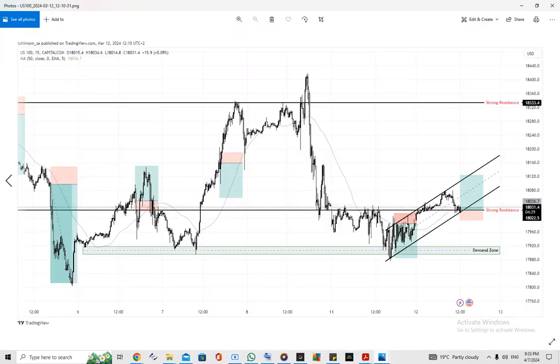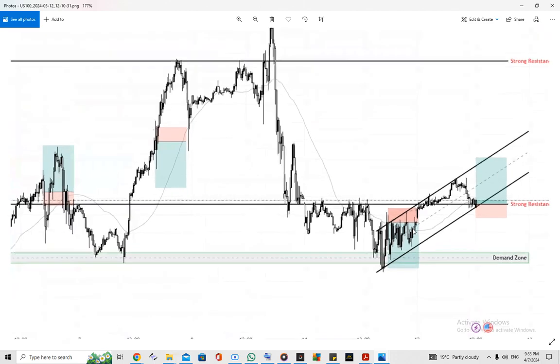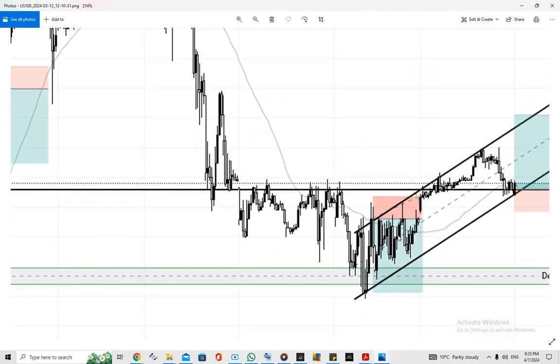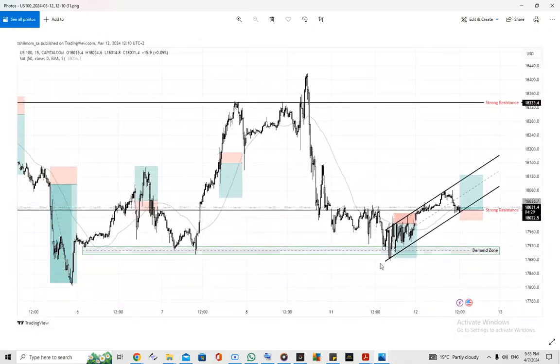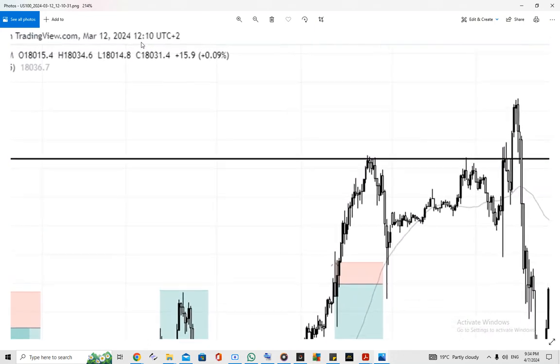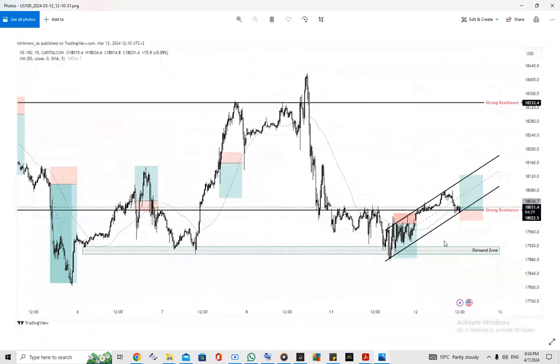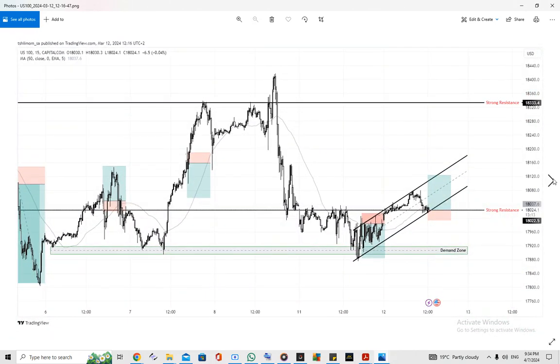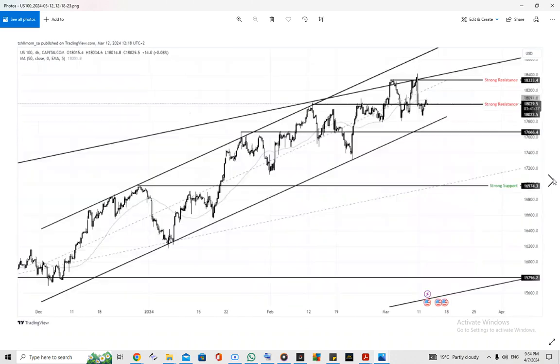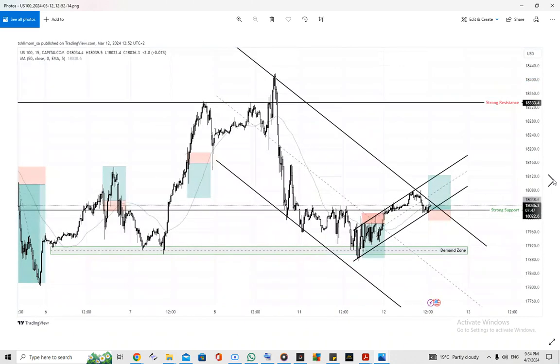So for the 12th, as you can see, the 11th, this is how the market played out. Eventually, the demand zone was respected and the market started pushing to the upside. On the 12th, by 12 in the afternoon, I was analyzing and I saw this buy setup here. But I was conflicted because I saw that the price was just playing around here. We were not pushing any higher.